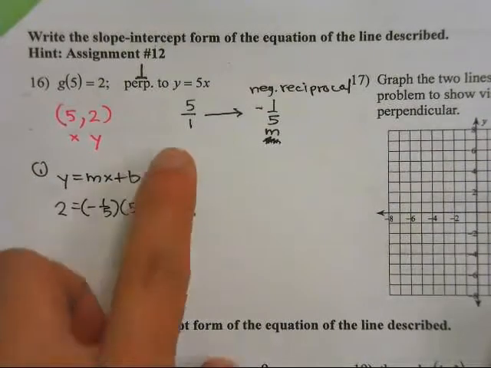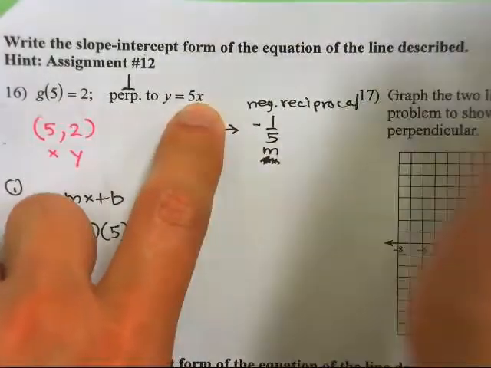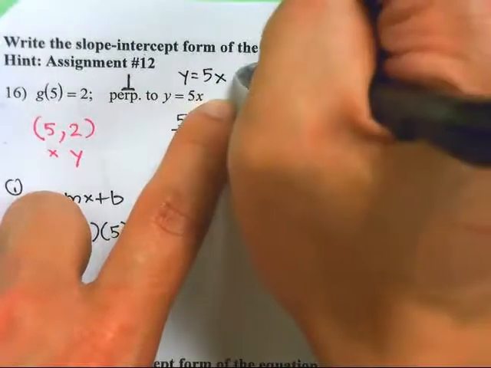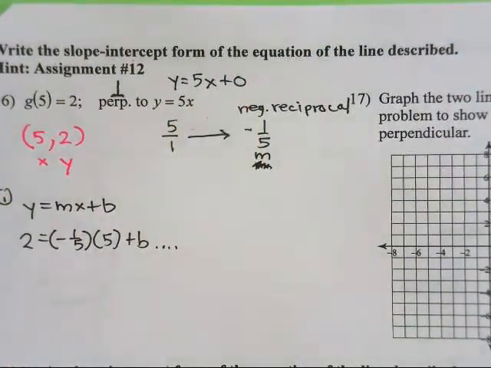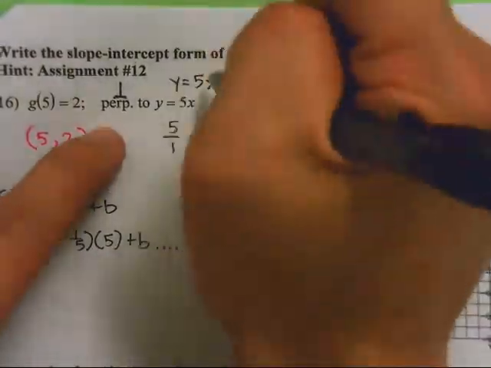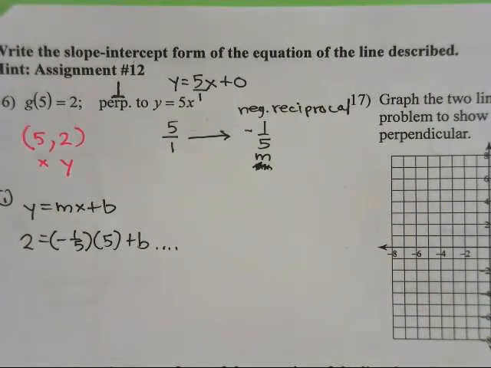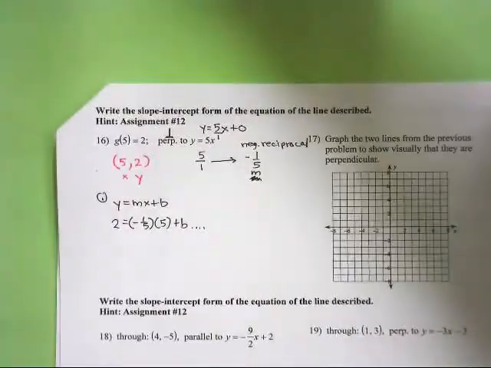Before we leave number 16, some of you also had a difficult time graphing something like this. On the original equation, y equals 5x, if you don't see a y-intercept, you're going to add 0 over here. So you'll start on 0, and then your slope is 5 up, 1 to the right.